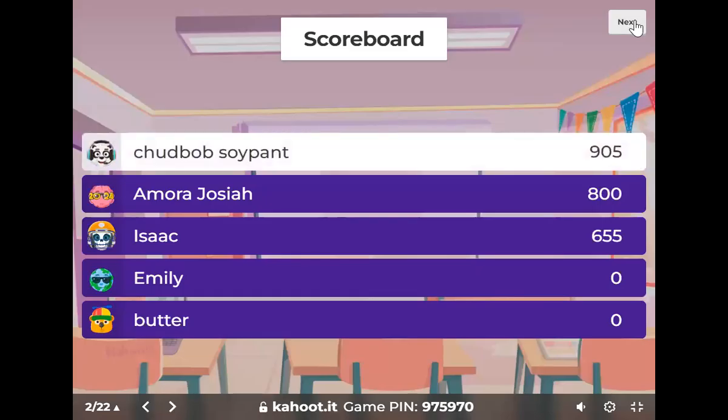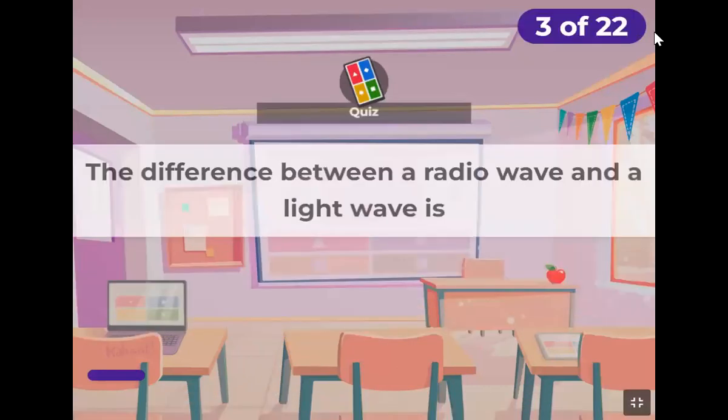Got Isaac and Amora Josiah hopping in, but Judd Bob Serpent still in the lead.